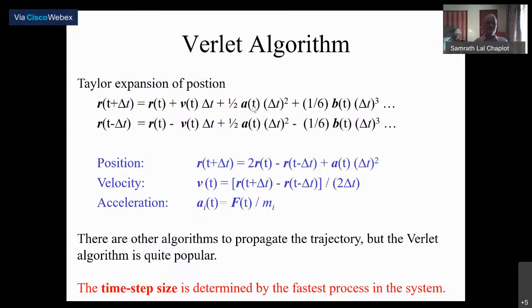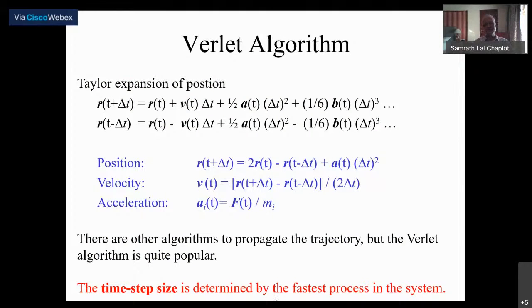Okay. So having chosen a simulation cell with certain initial values of the positions and velocities, how do we calculate the positions at the next time? Typically one chooses a time step, let's say delta t, and that time step is determined by the fastest process in the system that you have.